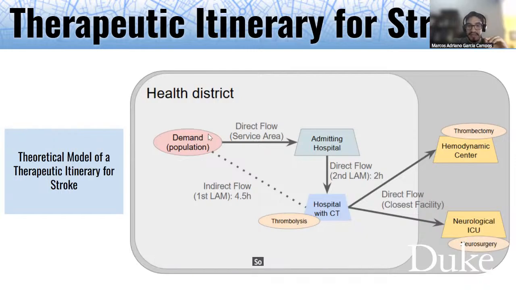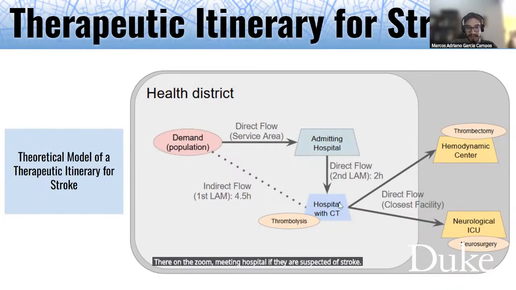Because of this, the patients need to go first to be admitted in an open door hospital that can receive everyone. And after being analyzed by a doctor at the admitting hospital, if they are suspected of stroke, I can send the patient to the hospital with CT.